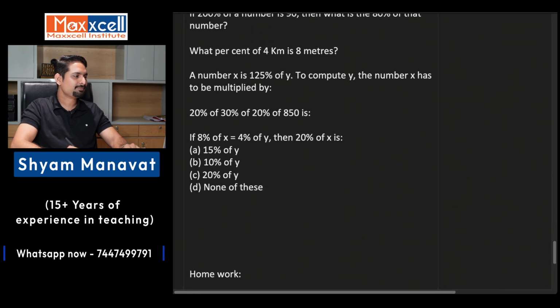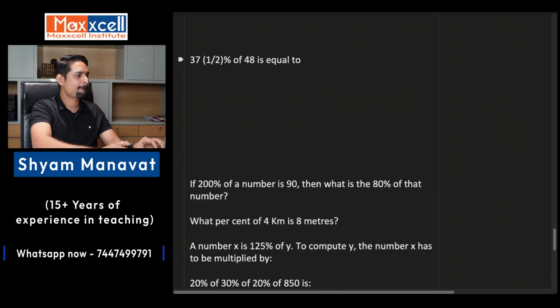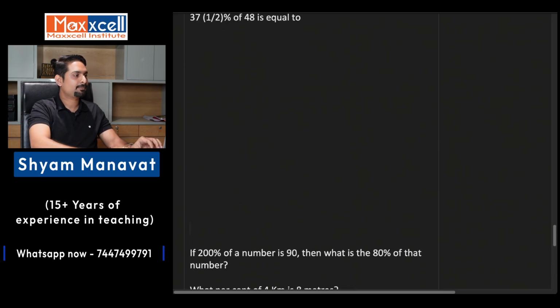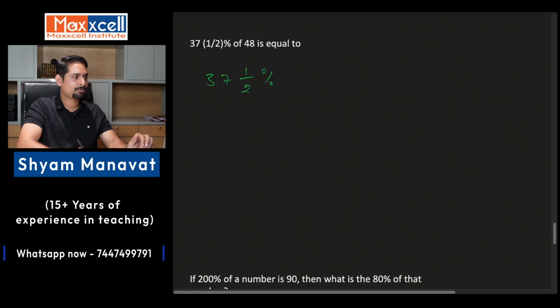Okay, let's quickly take the next question. That is: 37 and 1 by 2 percent of 48 is equal to how much? Let's simplify this. 37 and 1 by 2 percent of 48 equal to how much?